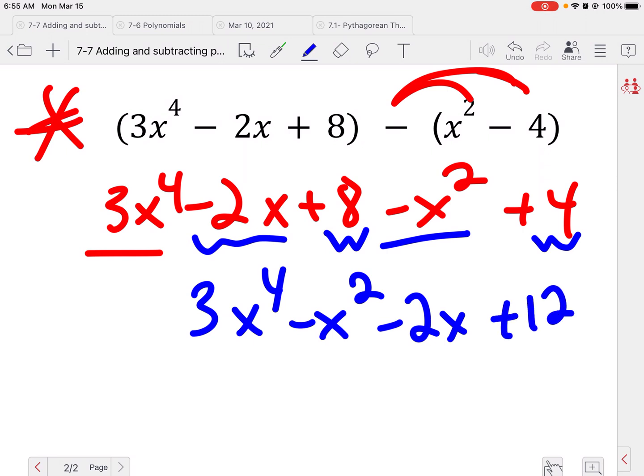And again, our answer should be in standard form. That's why I wrote x to the fourth, then the squareds, then the x's, and the constants. And make sure you're combining like terms as you go along. Okay, so this would be our final answer right here.